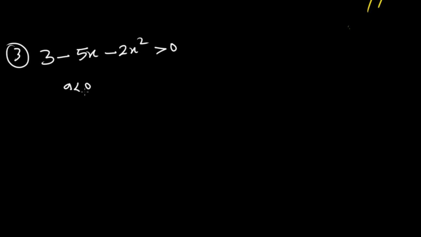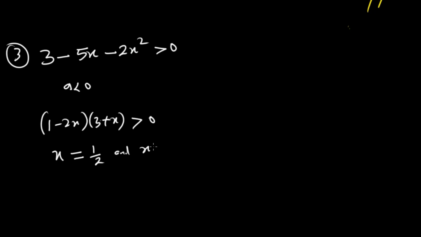The first thing we have to do is to find the root of this quadratic expression. Factorizing this, we are going to have (1 minus 2x)(3 plus x) greater than 0. And we have the roots of the expression to be x equal to 1 over 2 and x equal to -3.